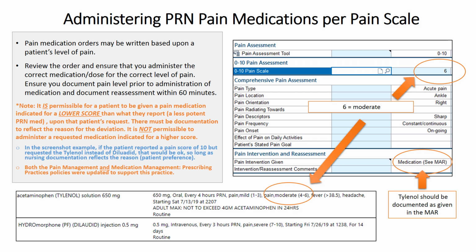Okay, so you're administering PRN pain meds per pain scale. Again, this is just a screenshot and an example. The orders have to be written based on the patient's pain level. You have to review the order.